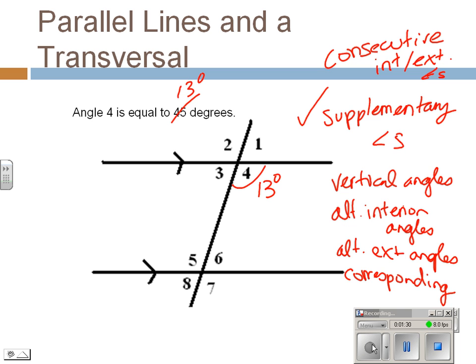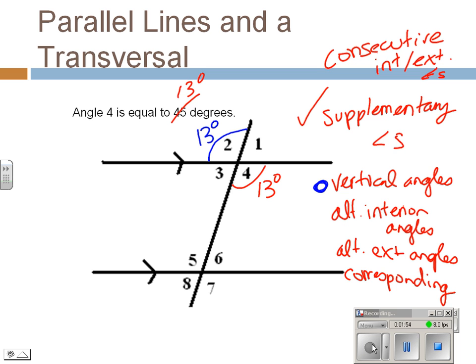Alright, so hopefully you paused it and you've already completed it on your own. Now I'm going to use all of these types of reasoning. I'm going to start with vertical angles, and I'm going to say that angle 2 is equal to angle 4. And then, once again, the picture is off. That doesn't look like 13 degrees.